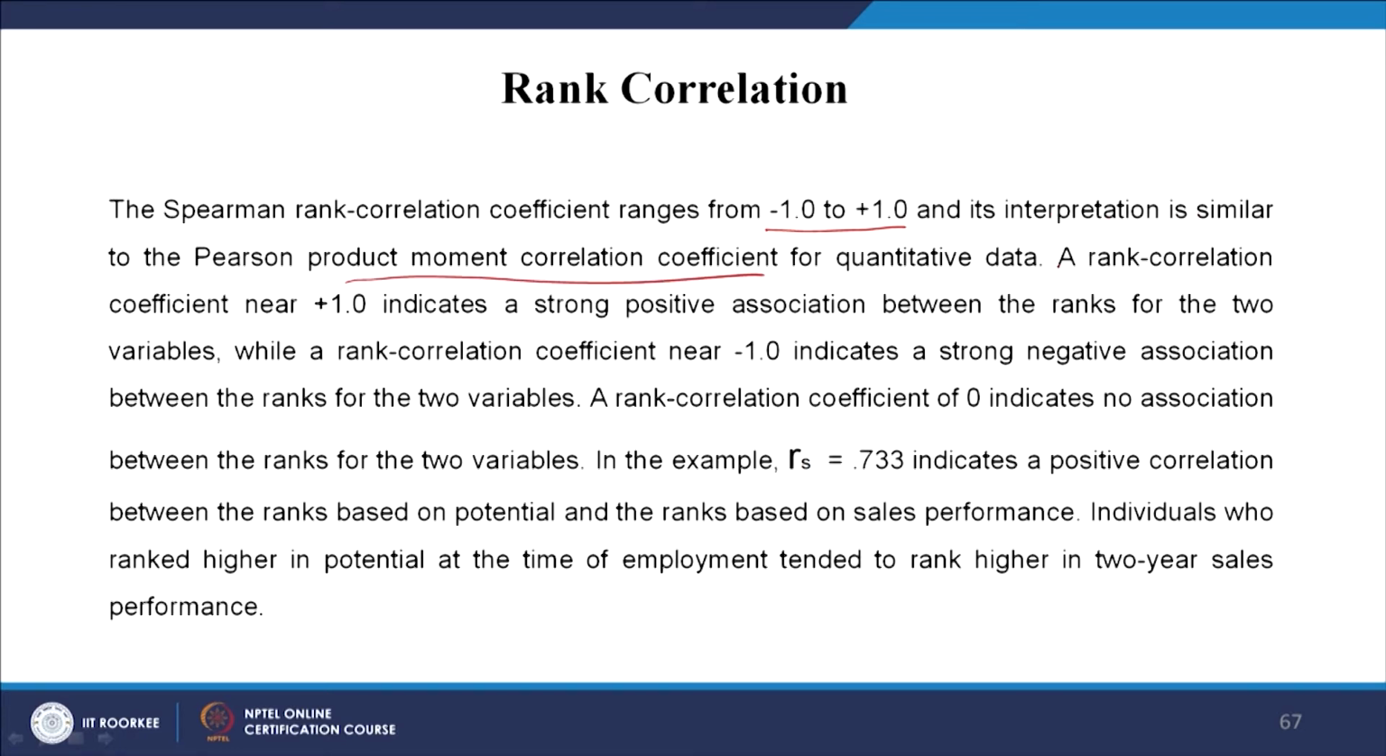A rank correlation coefficient near 1, as in this case, indicates a strong positive association between the ranks for the 2 variables, while a rank correlation coefficient near -1 indicates a strong negative association. So in this example, R_S is equal to 0.733, which indicates a positive correlation between the ranks based on potential and the ranks based on sales performance.